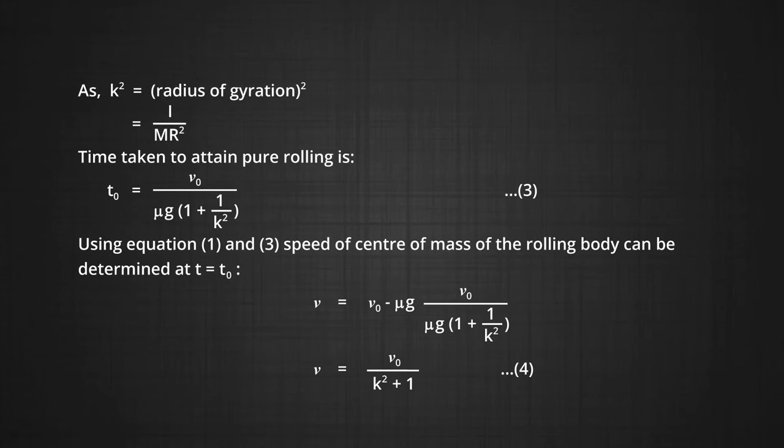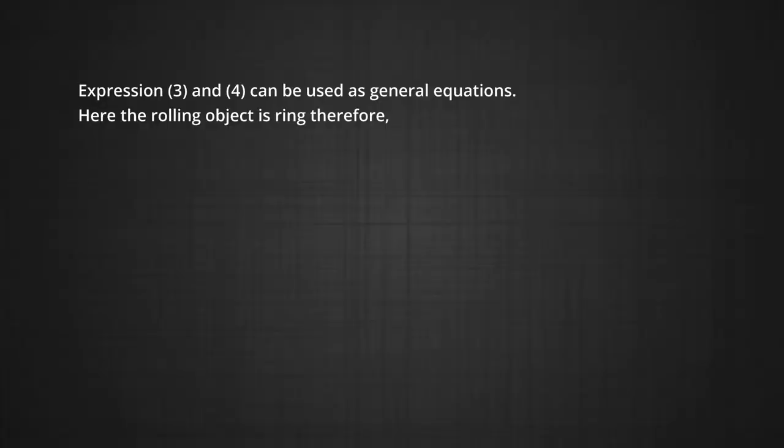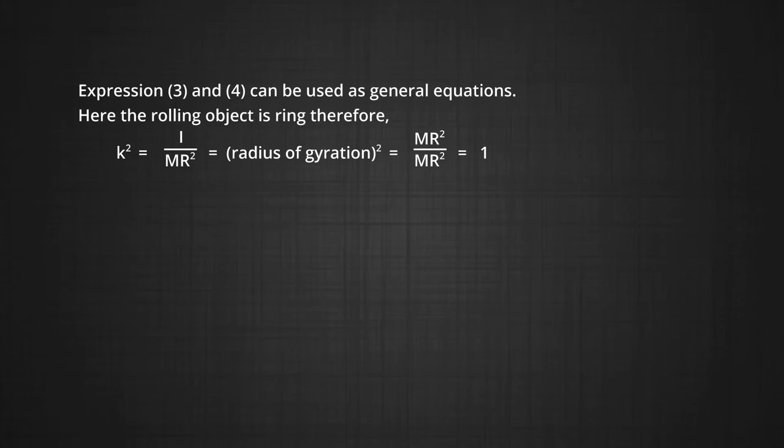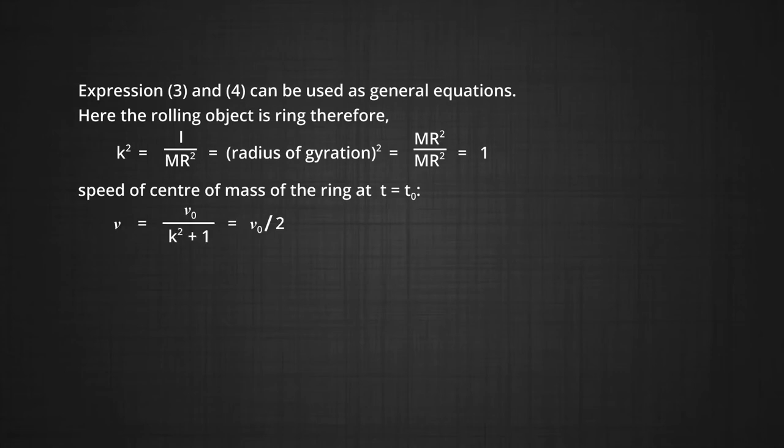Expressions 3 and 4 in fact can be written as general equations. We have to know only the square of the radius of gyration, and we can use it for every rolling object. Here the rolling object is a ring, therefore k square can be determined as I upon mr square. The moment of inertia of the ring about the center of mass is mr square, therefore k square is 1, or the value of k is 1. Hence, the speed of the center of mass of the ring at t equal to t naught becomes v is equal to v naught upon 1 plus k square.